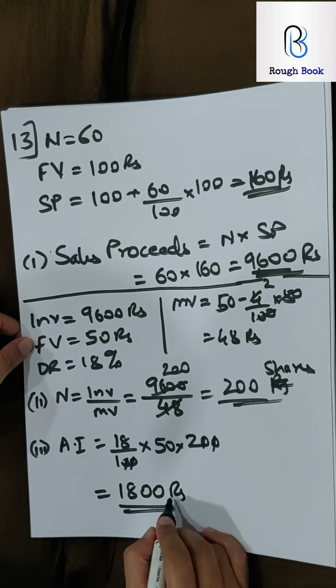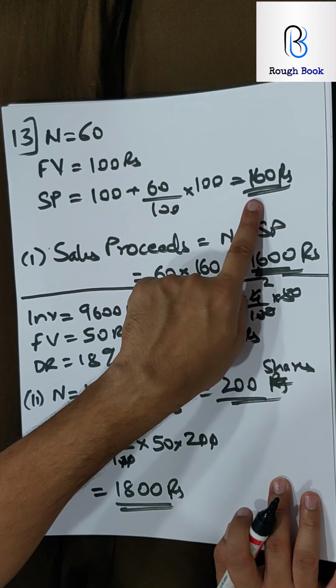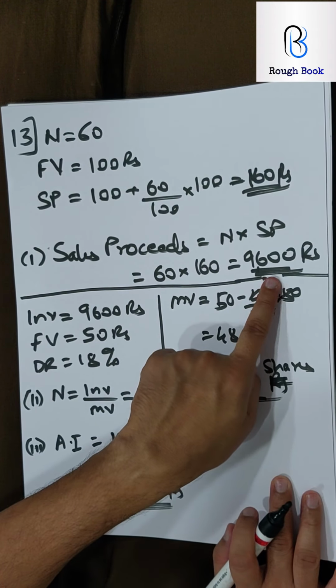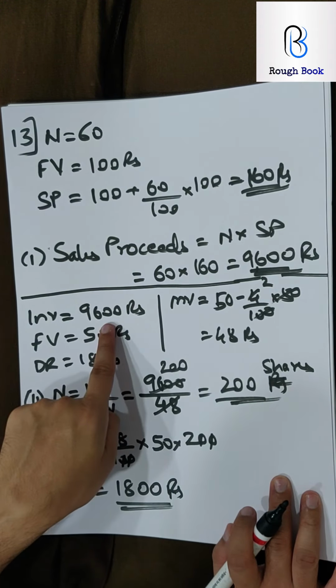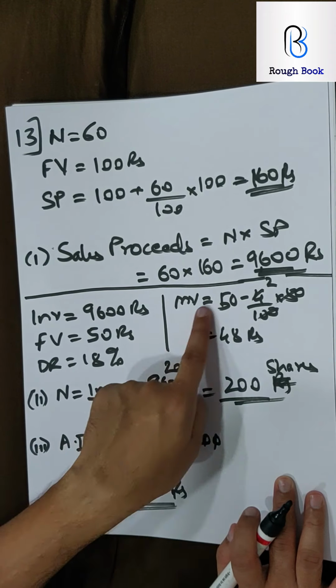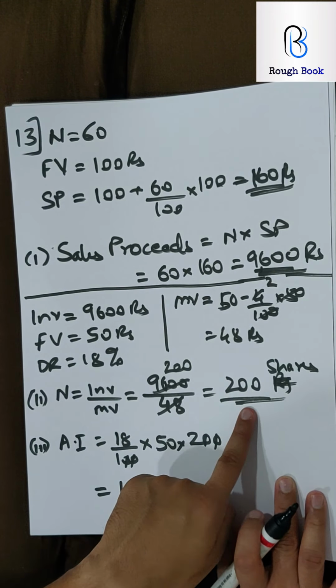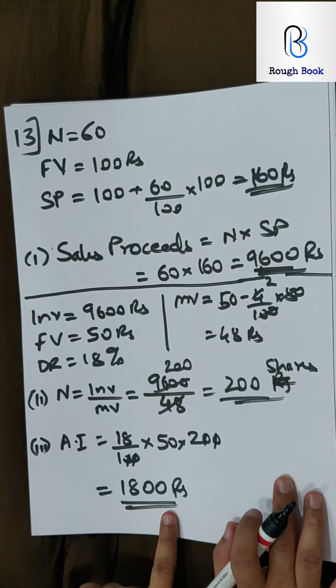1800. So let's say if this were myself, I had a particular number of shares of a company which I sold at 160. I received 9,600. Then I invested this back in the second company with whatever the details. These many shares I bought and the annual income I got is 1800.